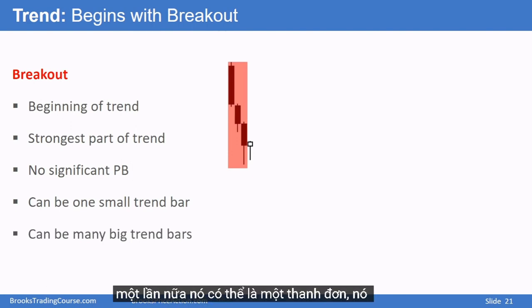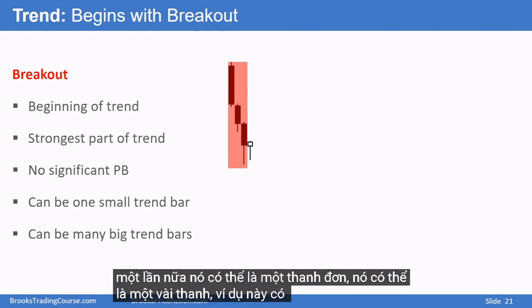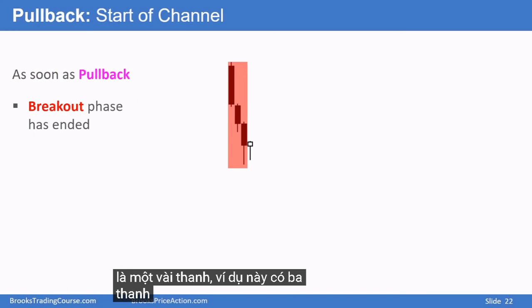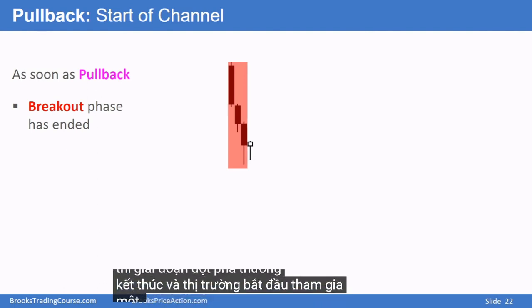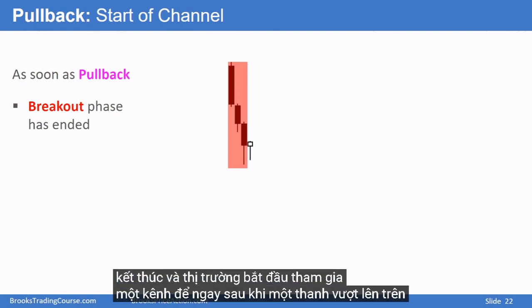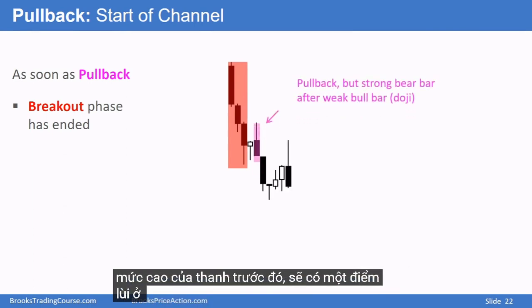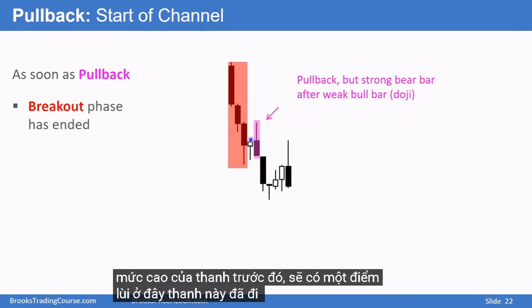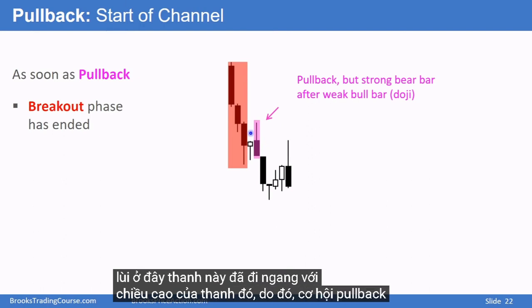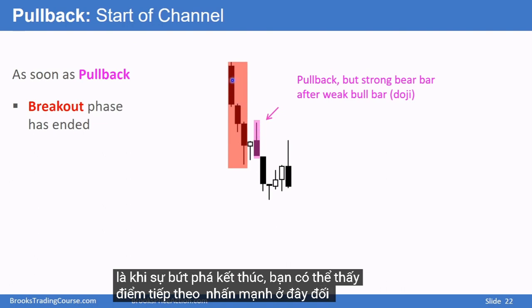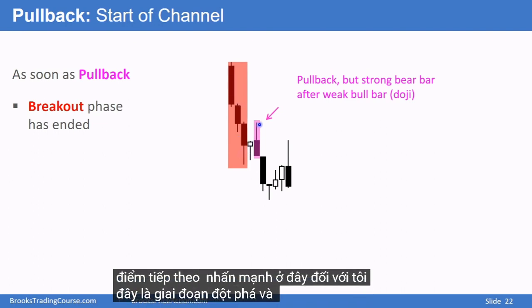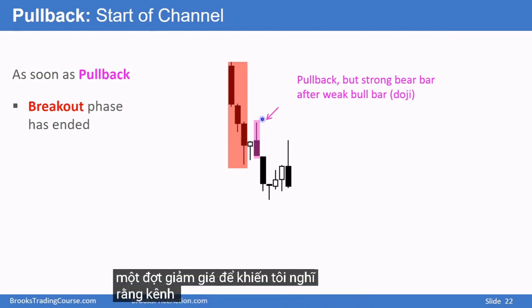Again, it could be a single bar, it could be several bars. This example has 3 bars. And as soon as there's a pullback, then the breakout phase usually has ended and the market has begun to enter a channel. So as soon as a bar goes above the high of the prior bar, there's a pullback. Here, this bar went above the high of that bar, so a pullback. Chances are the breakout is over. You can say the breakout continued down here. To me, this is the breakout phase, and this is enough of a pullback to make me think that the channel has probably begun.